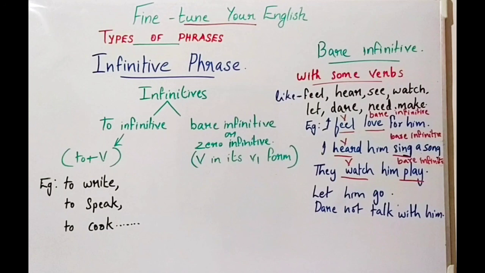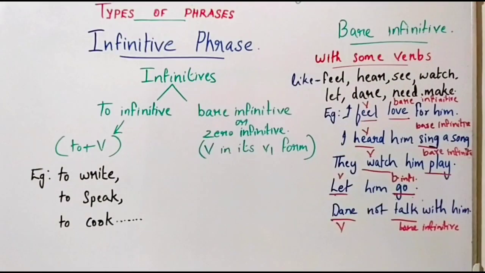Then the second example, I heard him sing a song. Here, heard is the verb, and along with that comes the bare infinitive sing. Then the third example, they watch him play. There, watch is the verb, and along with this watch, play comes as the bare infinitive. Then the next example, let him go. There, let is the verb and go is the bare infinitive. Then the last one under this heading, dare not talk with him. There, dare is the verb, so talk is the bare infinitive.